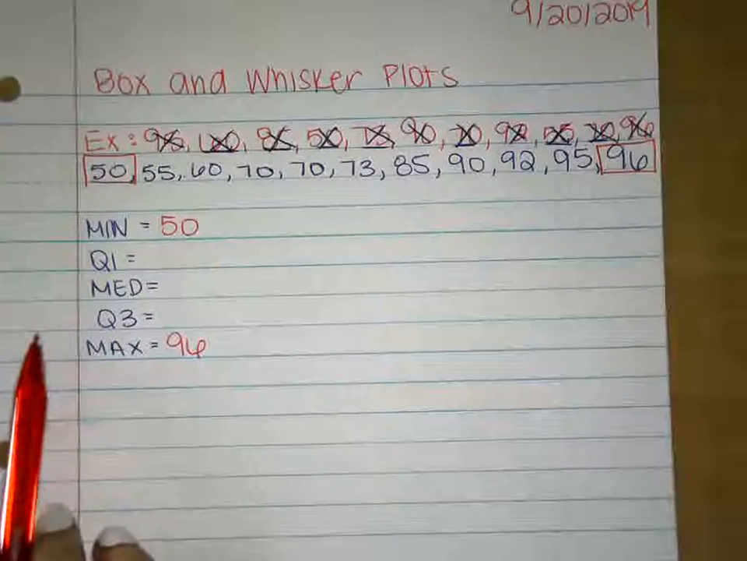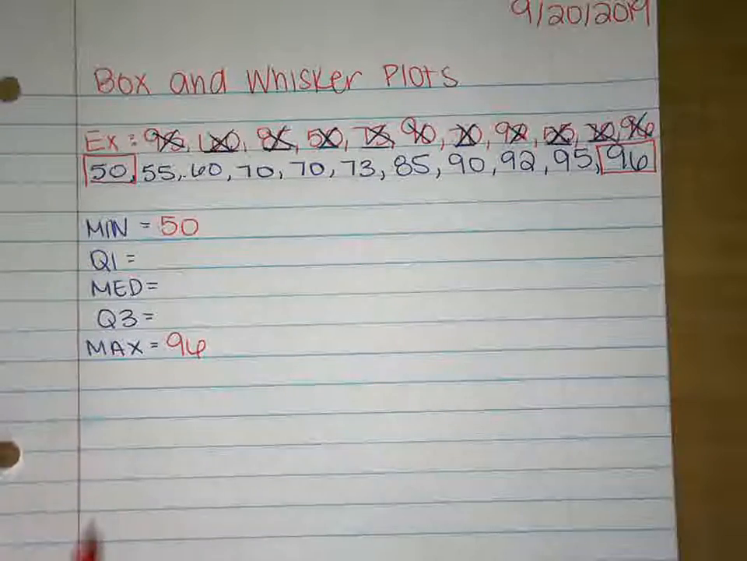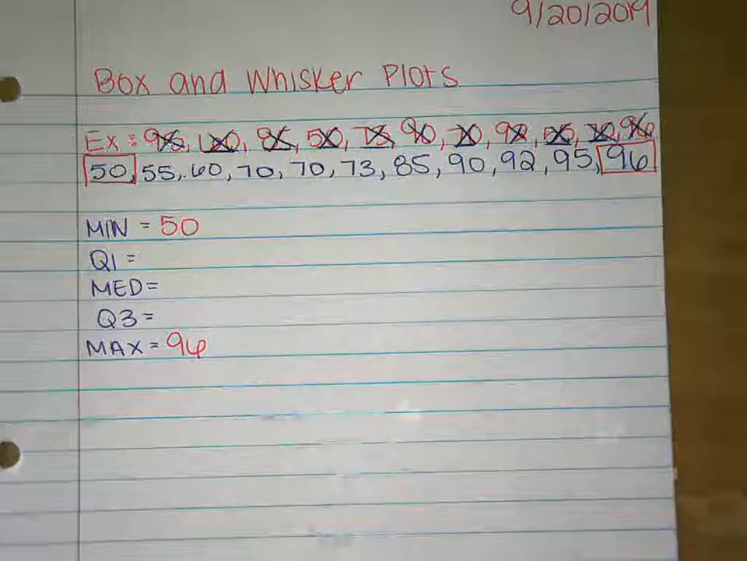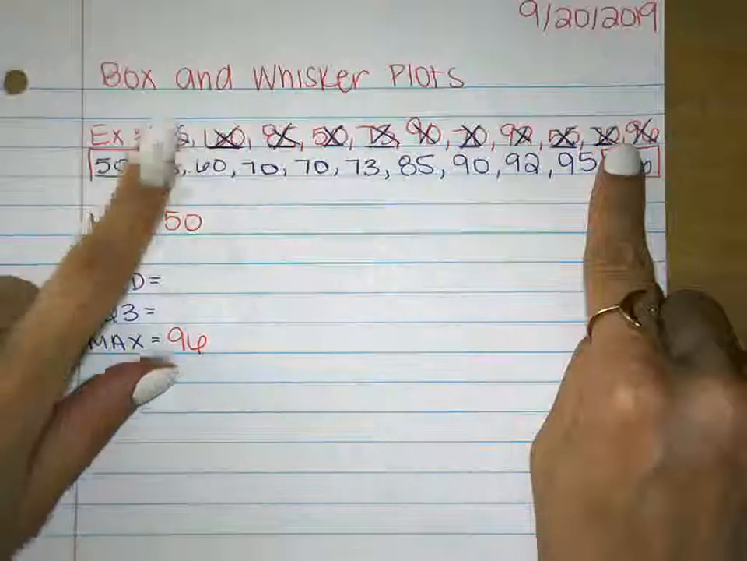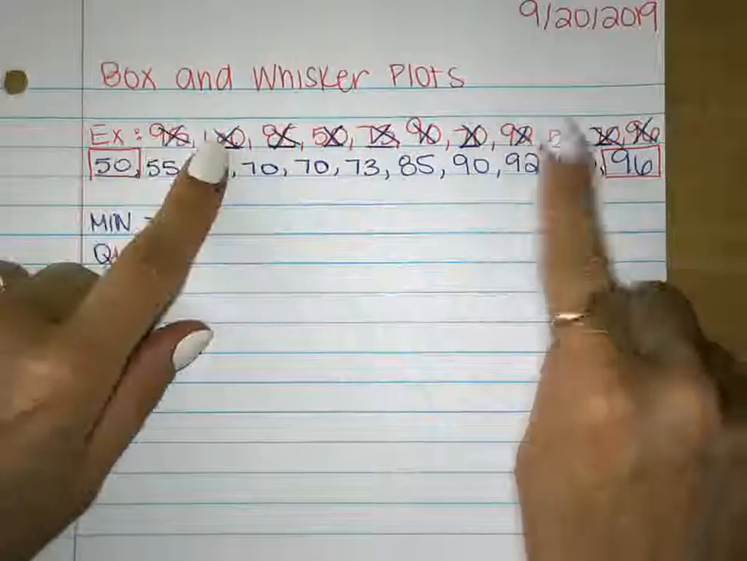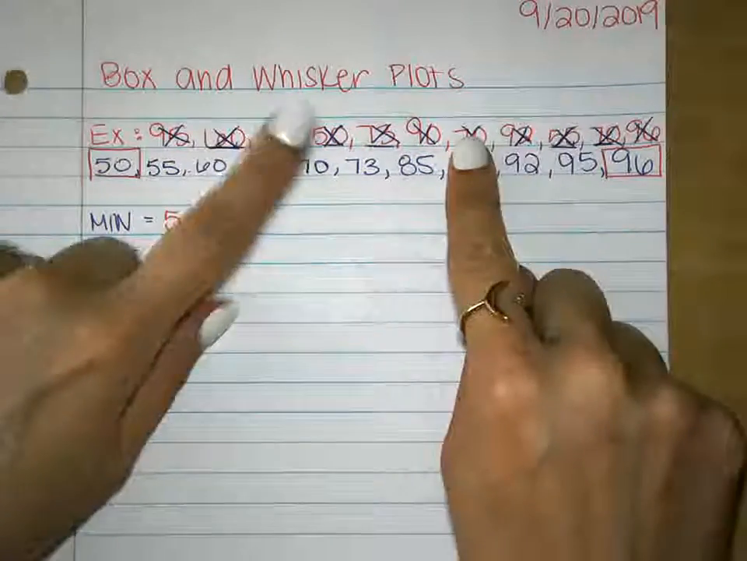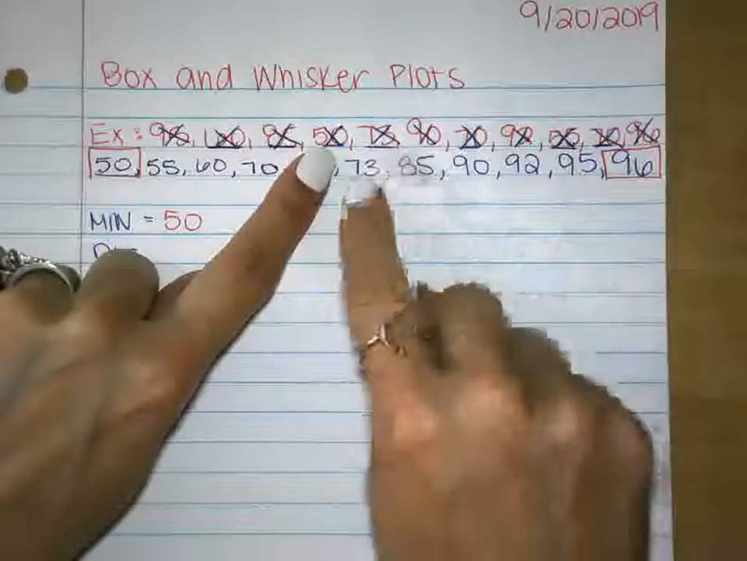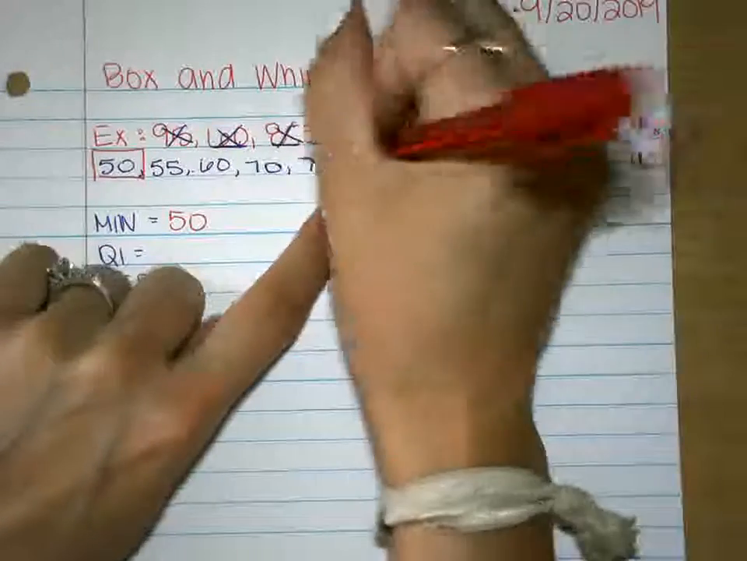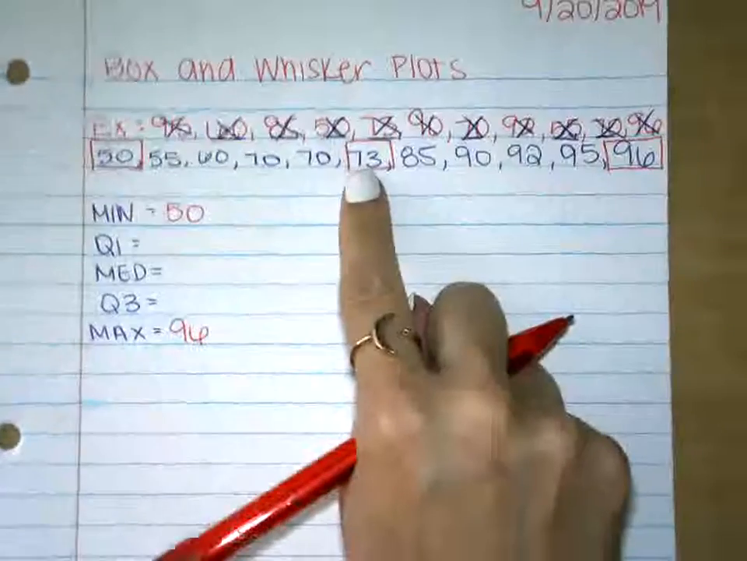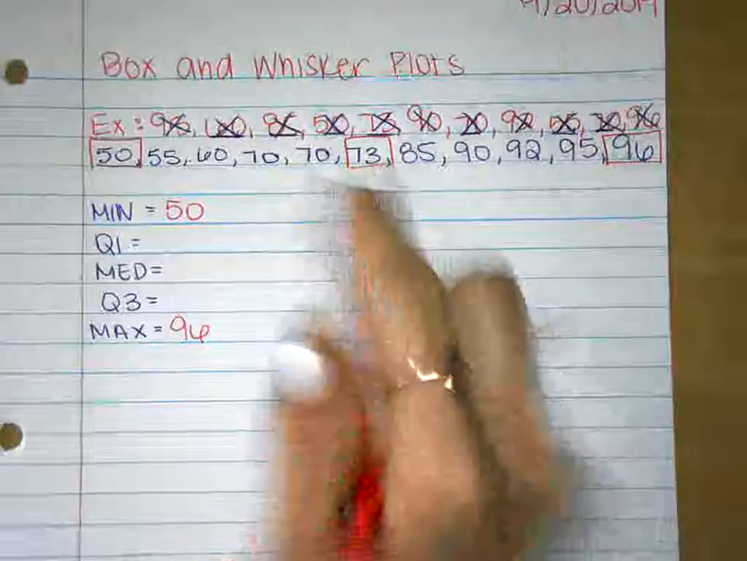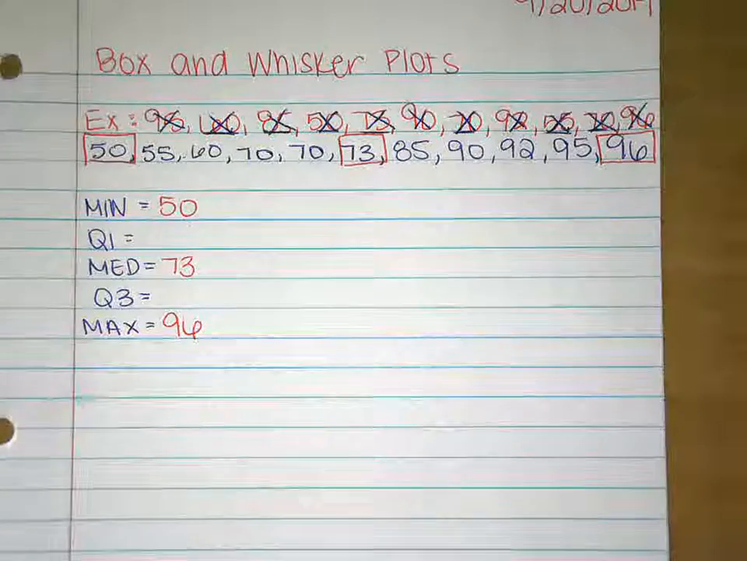The next number you have to find is your median. Okay? So when I do median, it's 1 in front, 1 in back. 1 in front, back, front, back, front, back, front, back. So my median is 73, and I'm going to box that median in because it was my only number that was left. So I know for sure my median is 73.